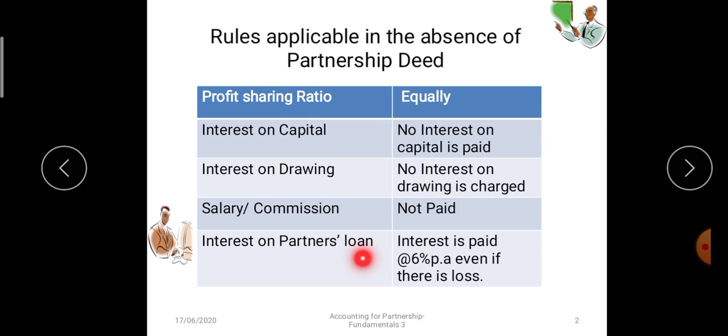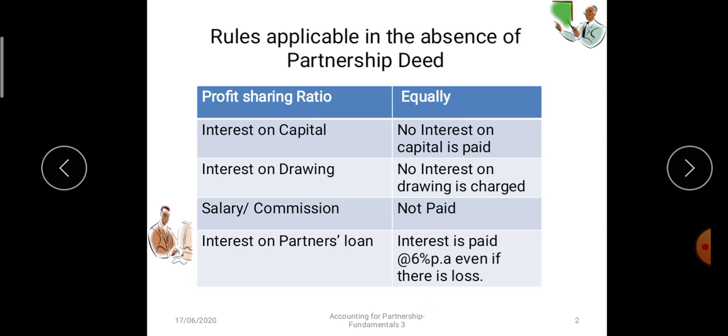Interest on partners' loan. If one or more partners have advanced loan to the firm and there is no clear agreement on the payment of interest on partners' loan, in that case the partners will receive interest at the rate of 6% per annum, and interest on loan is a charge, so the interest will be paid even if the firm suffers loss. Keep this in mind.